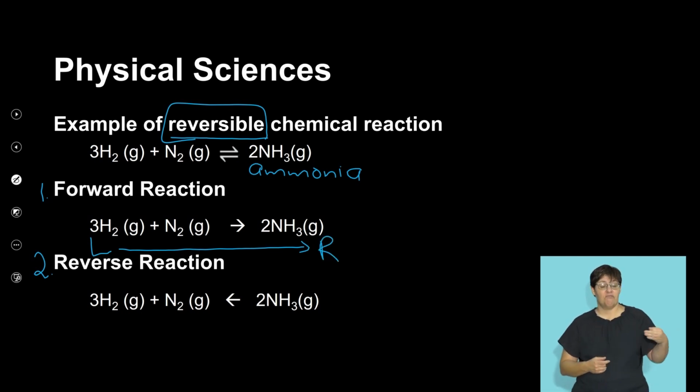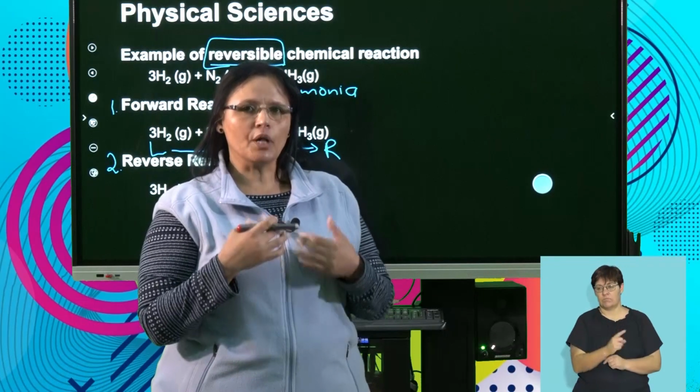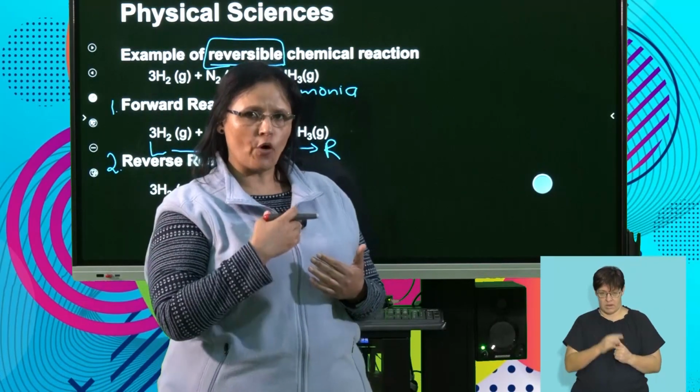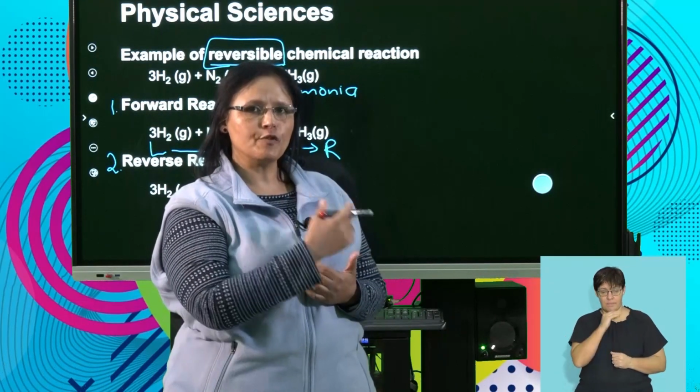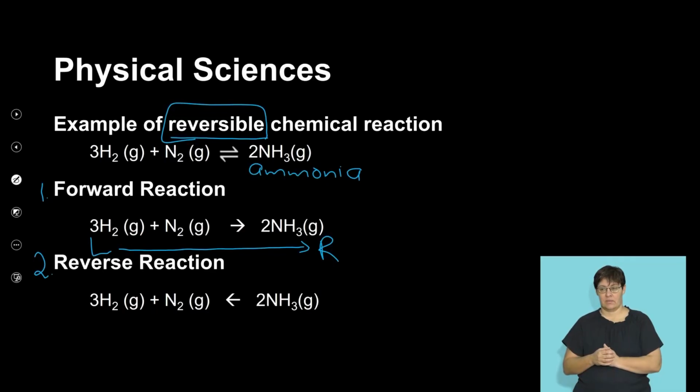So the forward reaction, if we only write down the forward reaction, we will not be using the double arrow. We will only use an arrow pointing in the direction of the formation of the product. So back to hydrogen and nitrogen reacting to form ammonia. That is read from left to right, and our arrow will be to the right.